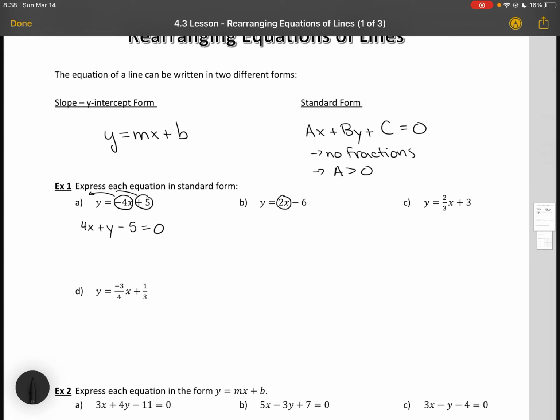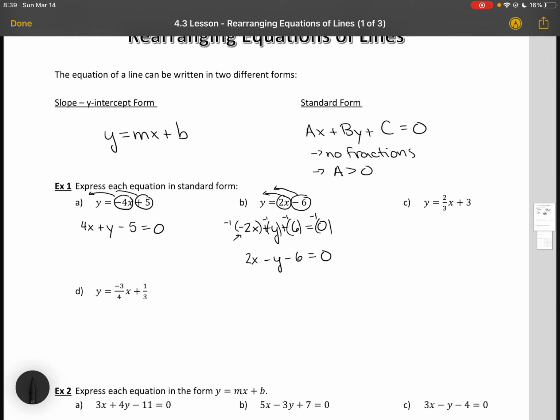The next one, I'm going to do the same thing, except when I move all my terms over, plus y plus 6, I notice that I now have a negative value in front of the x. I can't have that in standard form, so I'm going to multiply everything by minus 1 so that I can change the sign from a negative to a positive. The only effect that multiplying by minus 1 has is just changing the signs.